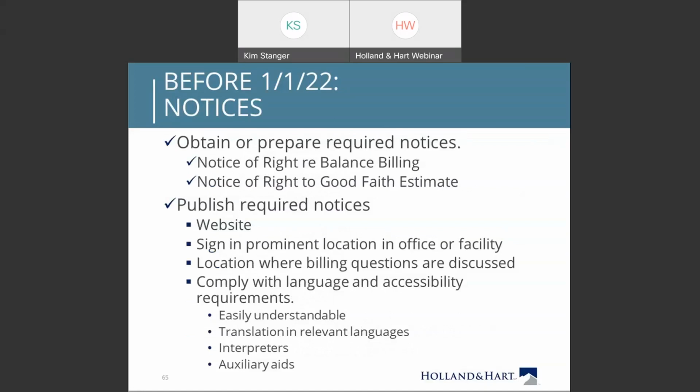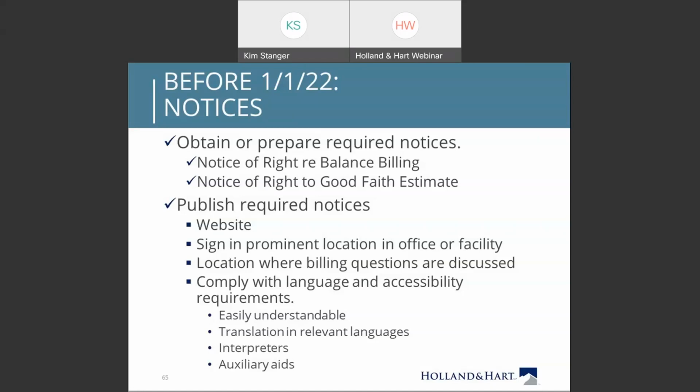You need to post the notices. The regulations require you to post the notice of the right regarding balance billing. That generally only applies if you do have a balance billing situation, but that will apply to most of your facilities, most of your hospitals for certain, and also a lot of your other providers who provide out-of-network services at facilities. In addition, all of you are going to have to give notice of the right of self-pay patients to receive that good faith estimate.